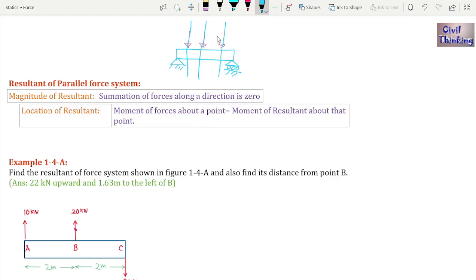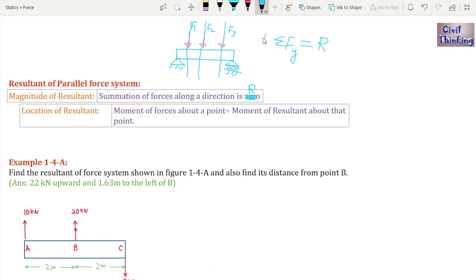Now how to find the resultant of these? Summation of forces along a direction is equal to the resultant. This is not zero, it is the resultant R, okay? What we are going to do, for example, this is a beam, this is F1, F2 and F3. Now because they are all vertical forces, we will add all the forces. Let us say the vertical direction is the y direction, it will be equal to the resultant, okay?